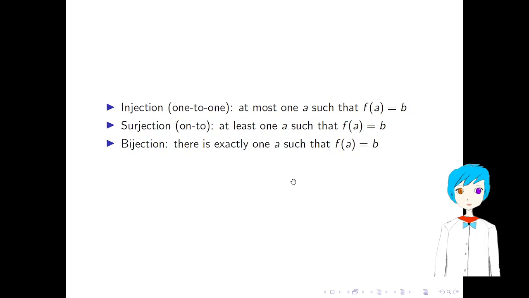If a function is both an injection and a surjection, then we call it a bijection. That means for every b in the big set capital B, there is exactly one a such that f(a) equals b.